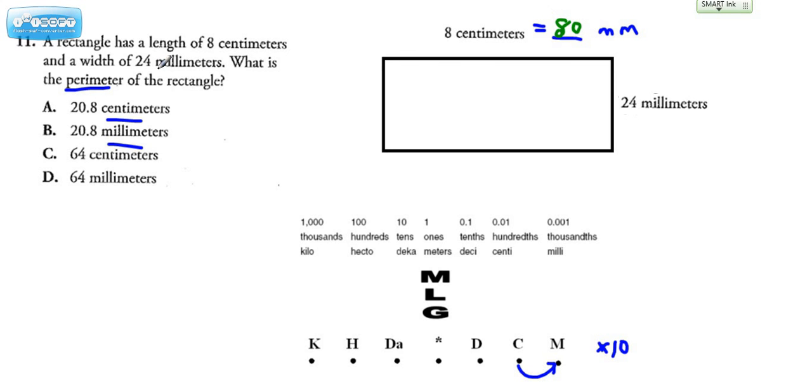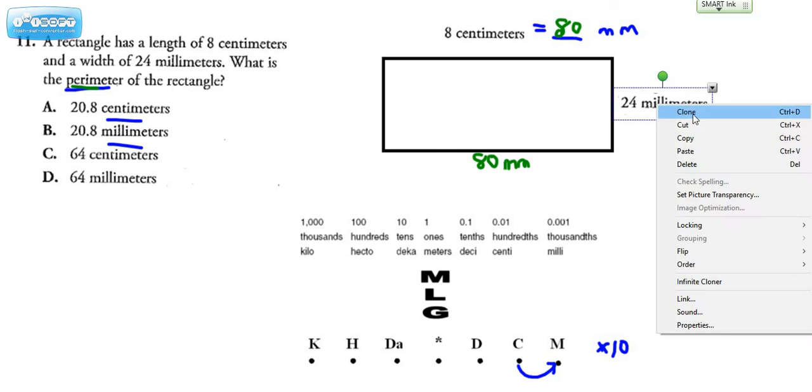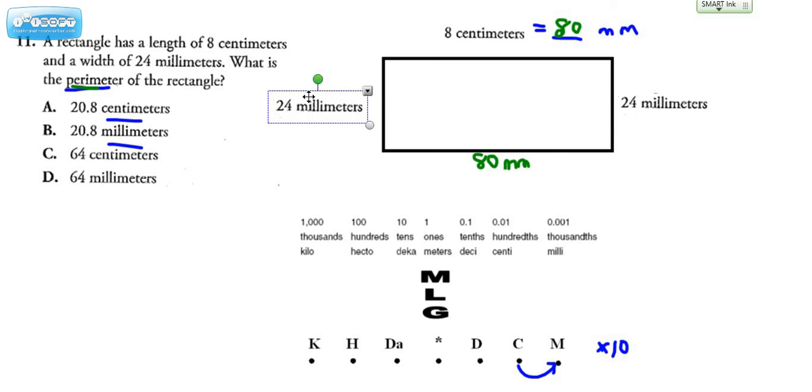Now, if we're going to find the area, or I'm sorry, the perimeter of this thing, if this is 80 millimeters here, that means that the opposite side is also 80 millimeters. And if this is 24 millimeters, that means that the opposite side is also 24 millimeters. And if we're interested in perimeter, we need to add up all of the dimensions here in millimeters first to see what happens. All right, so if we add 80 plus 80, that's 160.